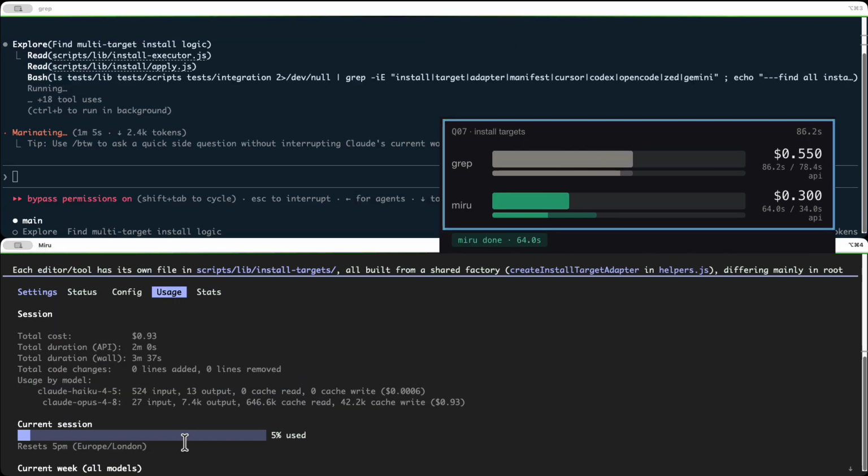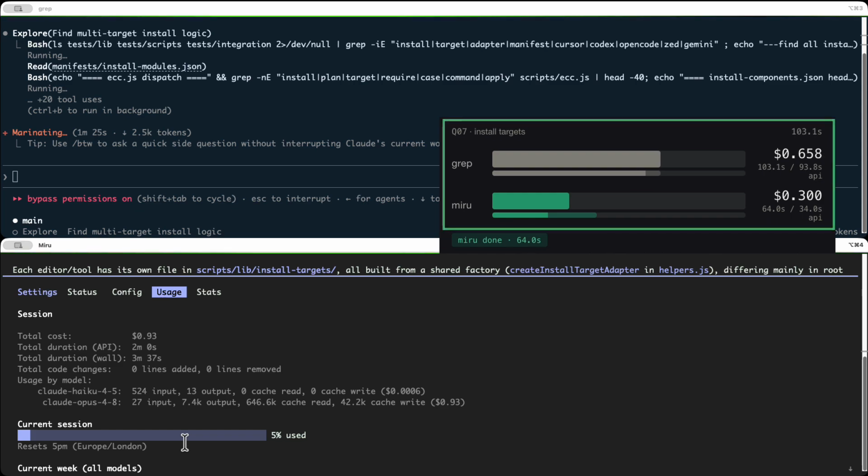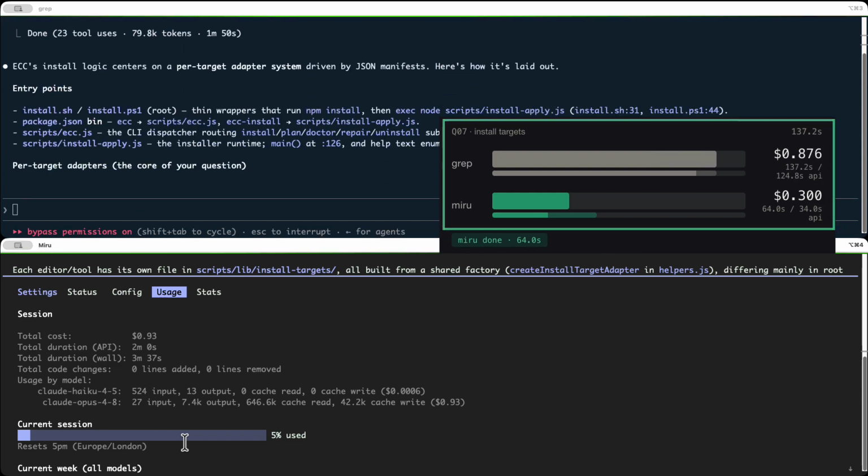Watch the shape of the top terminal. Grep, read, grep again, read again. 99 cents against 30. 2 minutes 35, down to just over a minute.